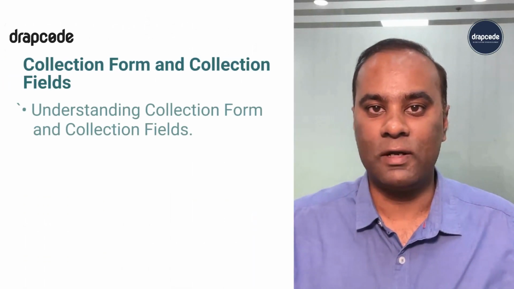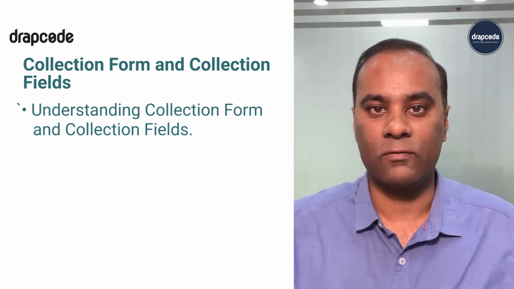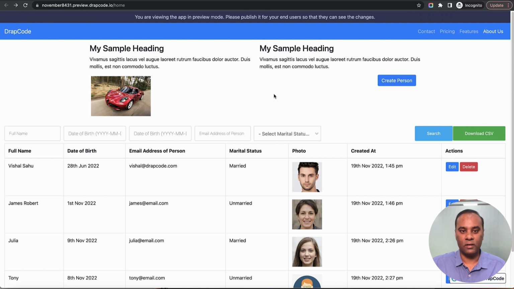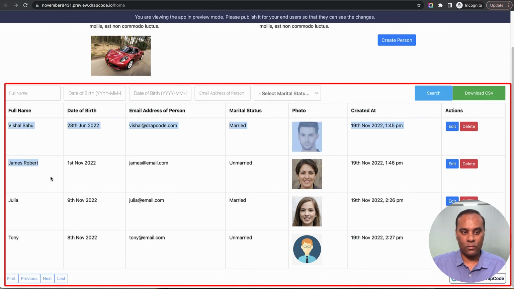So in this video, we will understand what the collection form component is and how it works. In the previous videos, we have seen how to create a collection, how to assign fields to the collection, and how to display dynamic data. All this data is coming from the Trapcode collection.